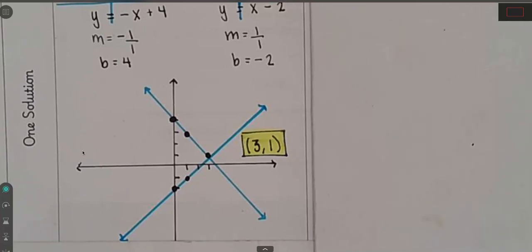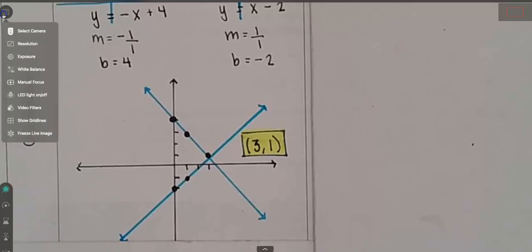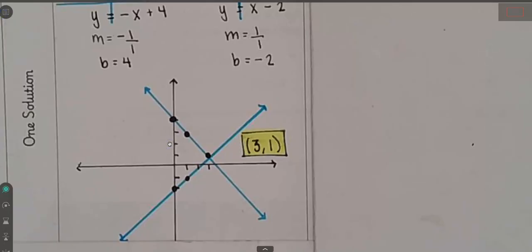All right, does everyone feel like they can solve this using substitution? Okay, please solve this using substitution. And again, when you hold up your board, you already know the answer. You know the answer is 3, 1. So when you hold up your board, please make sure it shows your work.